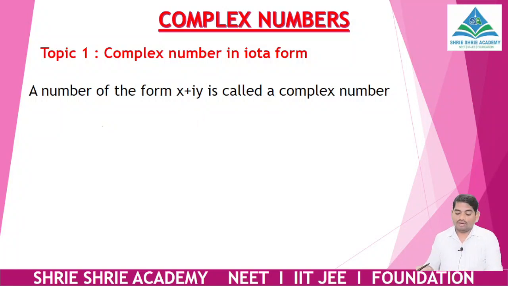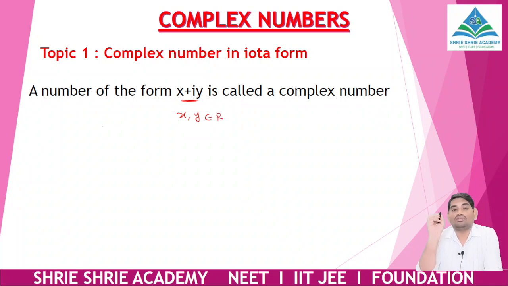So let me define what is a complex number. A number of the form x plus iy is called a complex number. So what is the x and what is the y and what is the i? First of all, let me explain what x and y are. x and y belong to R.